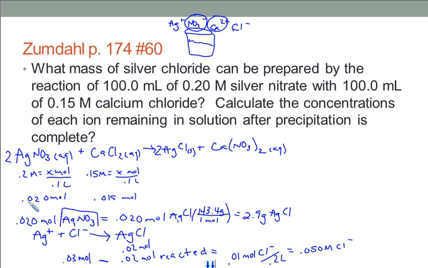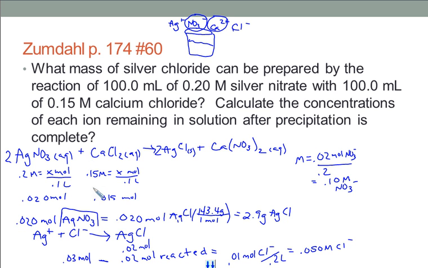So I go back to my original here, and I have 0.02 moles of nitrate. Let's say 0.02 moles of nitrate, what is the concentration? Again, moles over total volume. I put 100 mL with 100 mL, and so the concentration of the nitrate ends up being 0.10 molar, NO3-. And I repeat that same process with the calcium.